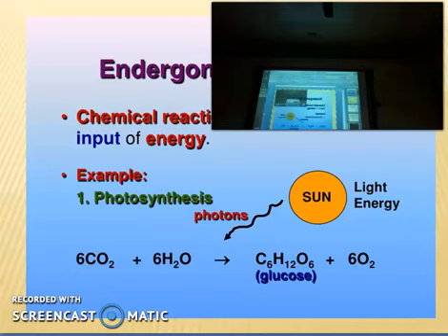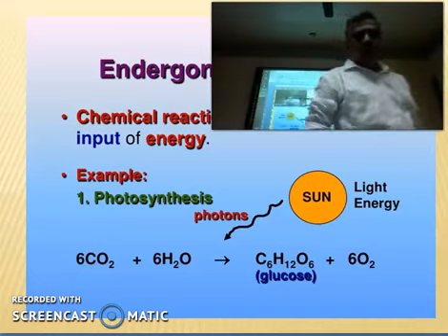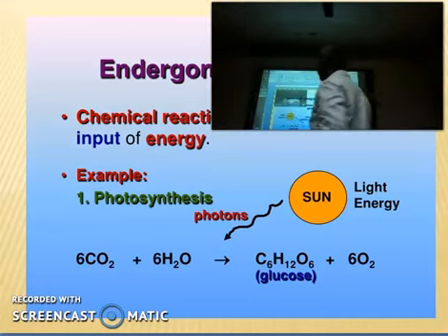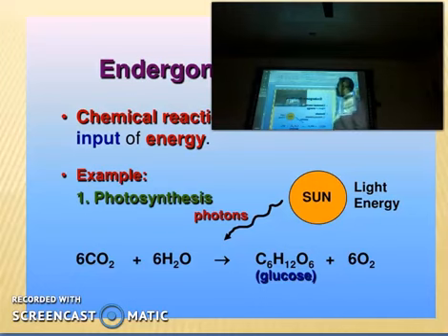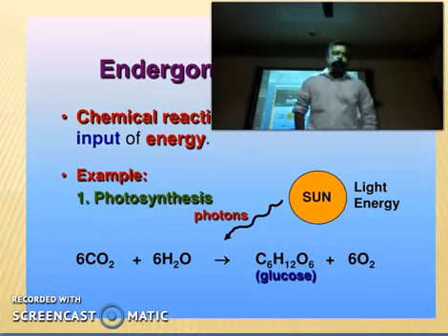Discussing endergonic reactions. The chemical reaction that requires a net input of energy is, first, photosynthesis: 6 CO2 plus 6 H2O will convert into C6H12O6 and 6 O2. You will find this glucose from carbon dioxide and water. This is the endergonic reaction.